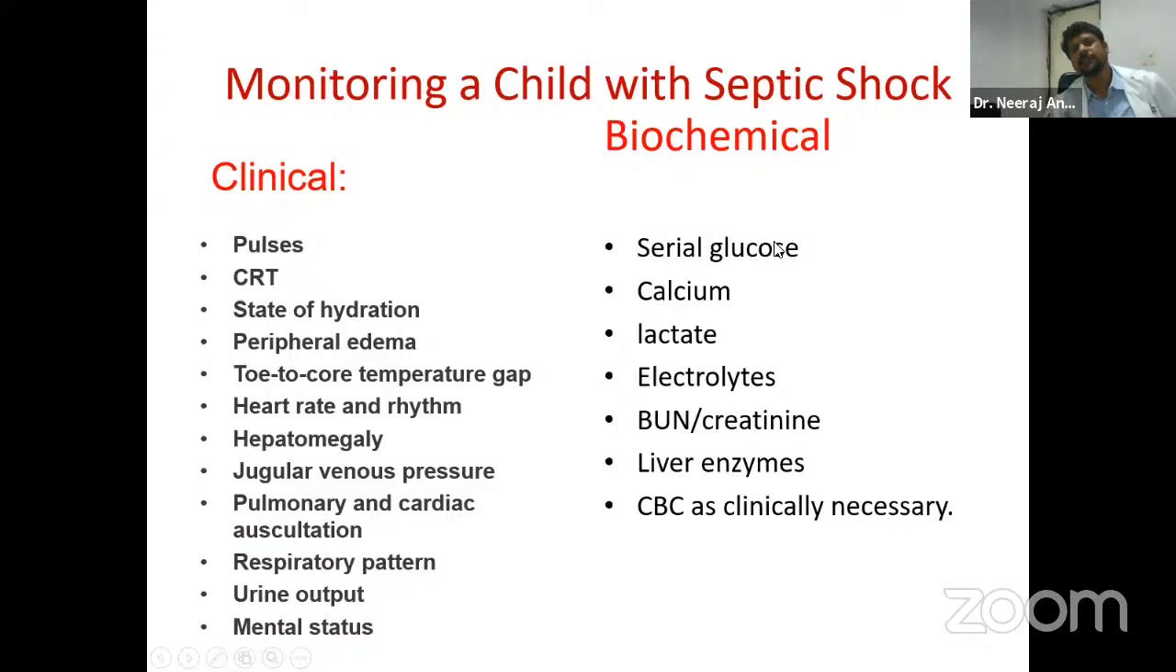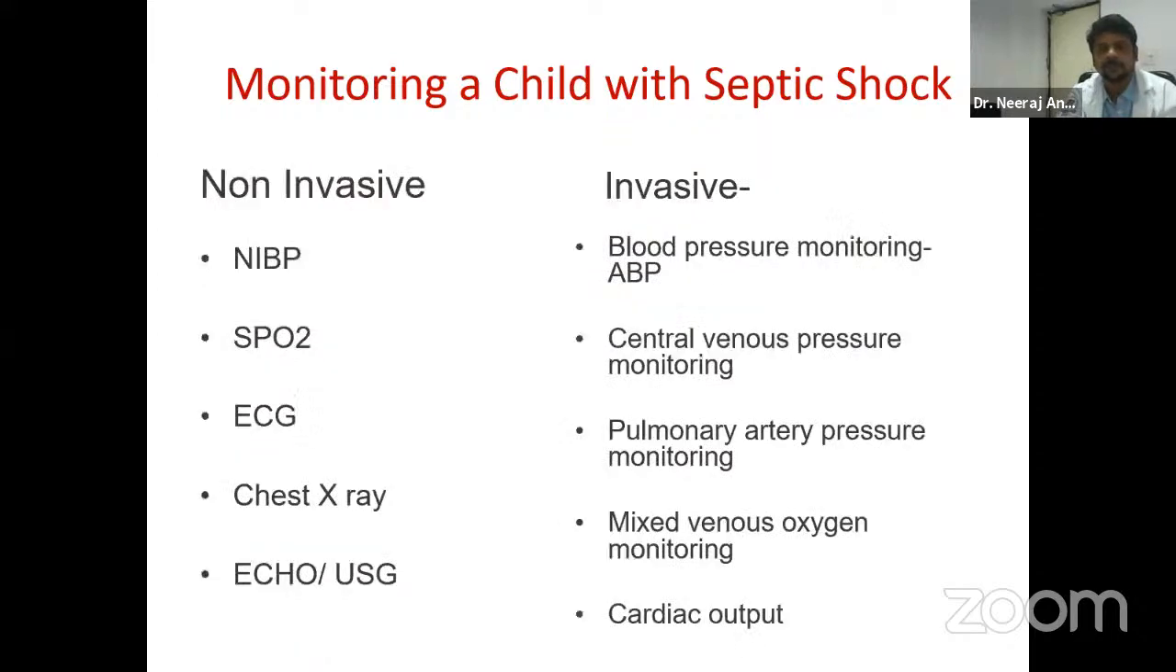Serial glucose monitoring: we have to maintain the blood glucose level below 180 and avoid hypoglycemia. Electrolytes should be corrected if the patient is having hypo or hypercalcemia. We have to correct that. Serial monitoring of lactate has to be done to look for response to fluid therapy. Blood urea nitrogen, creatinine, liver enzymes to look for multi-organ dysfunction. CBC as clinically necessary.